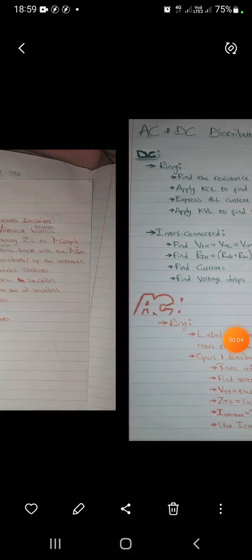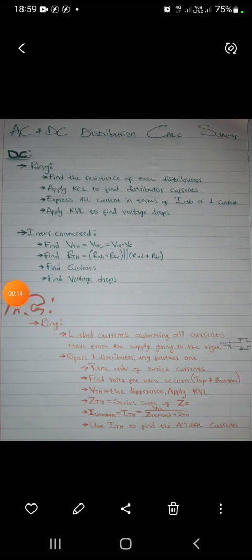Hi guys, so today I'll be covering the last part of this topic, which is AC and DC distribution. I'll be doing the AC interconnected. I did AC ring in the previous video. Now I'll be covering this last part. Again, please copy this and have it with you somewhere. I have my hard copy with me here, so I won't be going back and showing this.